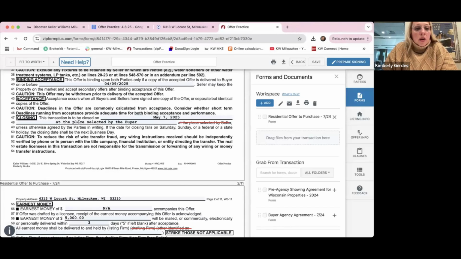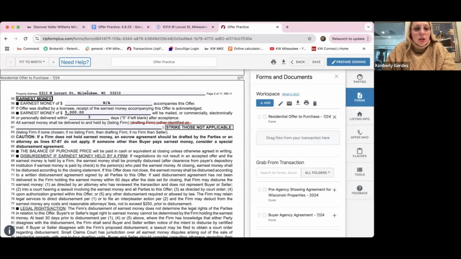And my zip forms automatically populates in line 48 at the place selected by the buyer. Typically, the buyer and the lender determine where the transaction will close. So I crossed off here at the place selected by the seller because that is contradicting what I've written in here on line 48.